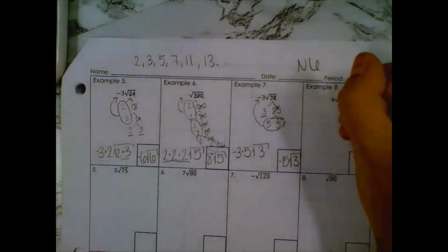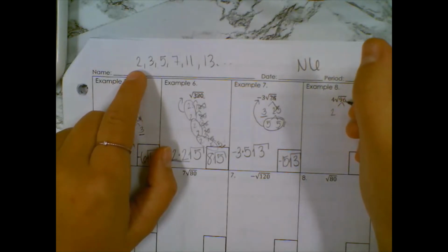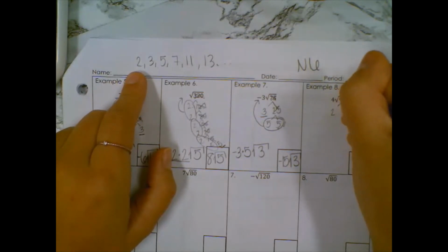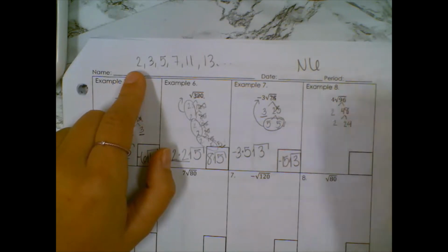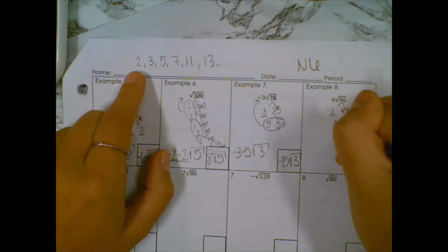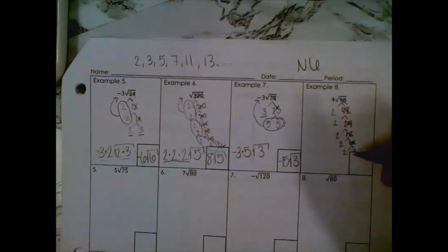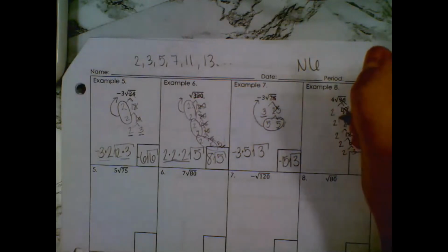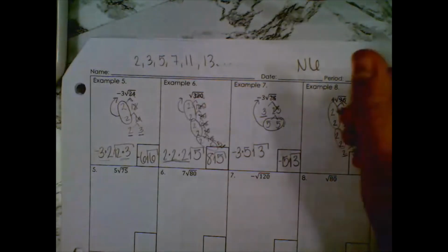All right, 96. This is even, so a 2 can come out. I have 2 and a 48. 2 comes out of here, and we have 24. 2 comes out, and we have 12, 2 and 6, 2 and 3. So remember, all of these big numbers canceled out, or we broke them apart, and so all we have are our prime numbers. I have a pair of 2s, and single 3 and 2.